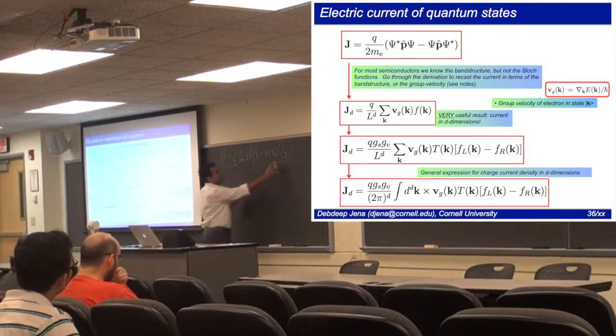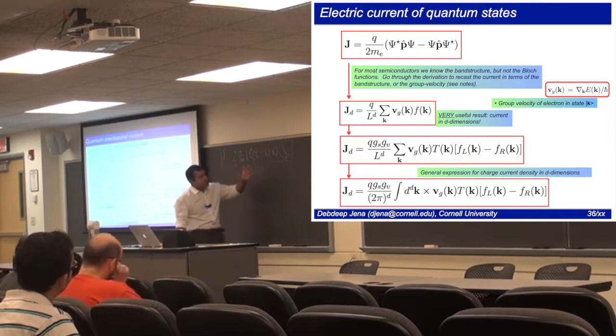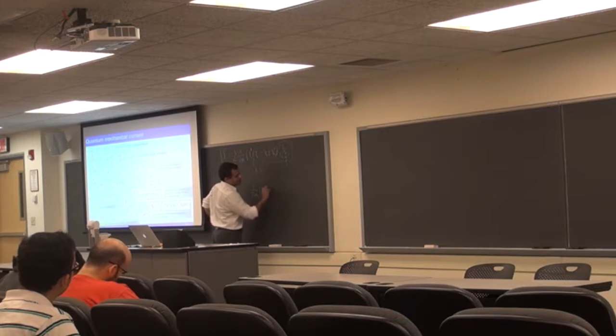In fact, right now, let's assume that I'm only applying this current expression for states that are occupied, meaning F is 1. Let's assume that for now. So that much we can. And let's write it as twice mass, and then psi star momentum psi minus psi momentum psi star, right?